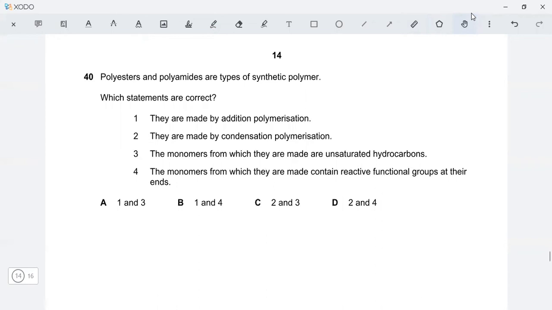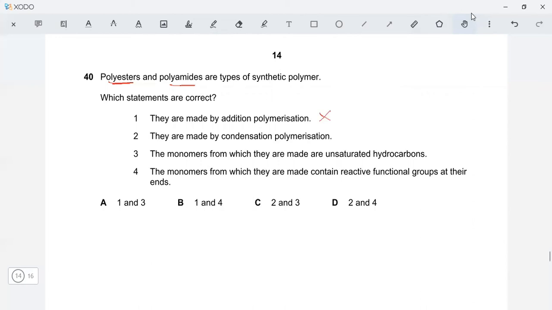First statement says they are made by addition polymerization reactions. Look at it. Polyester and polyamide cannot be made by addition polymerization reaction. They're supposed to be made by condensation polymerization reactions. Okay. So the statement A is not correct. Addition polymerization, just now we discussed in the previous questions that all alkenes undergo addition reaction to form polymer, right? So here, first statement is wrong.